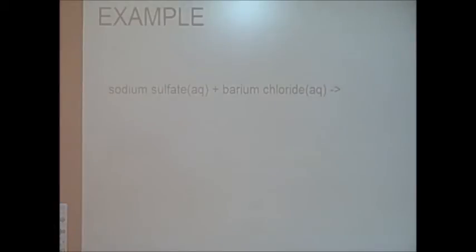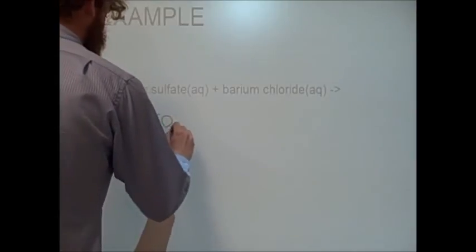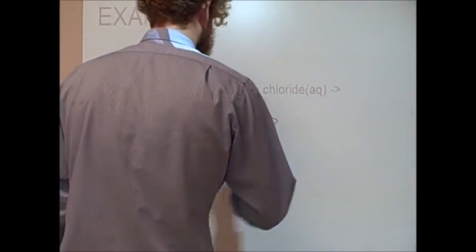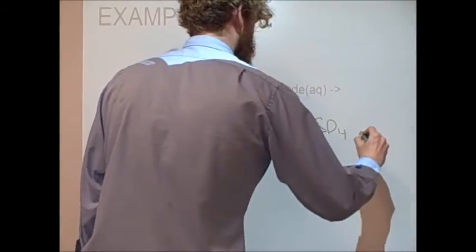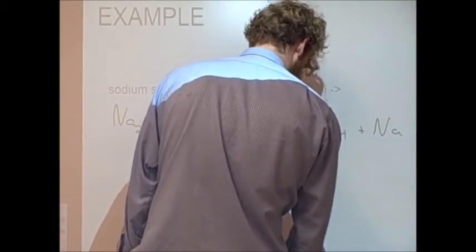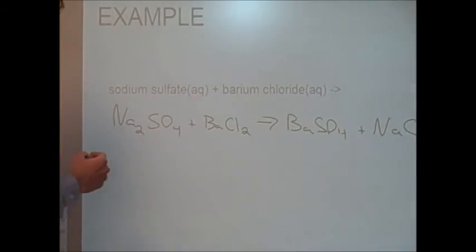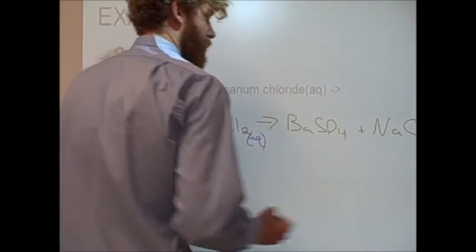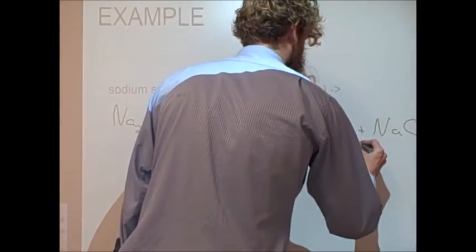We're going to look at the same one. So we know that sodium sulfate plus barium chloride gives us barium sulfate and NaCl. Now we're going to go through and decide what is soluble. So this is soluble, soluble, soluble, and here is our solid.